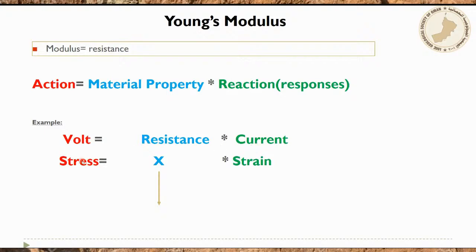Good. If we apply this to the stresses, we have a stress and we have the strain changes. So what we should have as the material property here is the Young's modulus. Basically, the Young's modulus is the resistance to the action, which is the stress, against getting some kind of strain, or changes in the rock. I will not go further than this on the Young's modulus, and I hope it is clear for you.